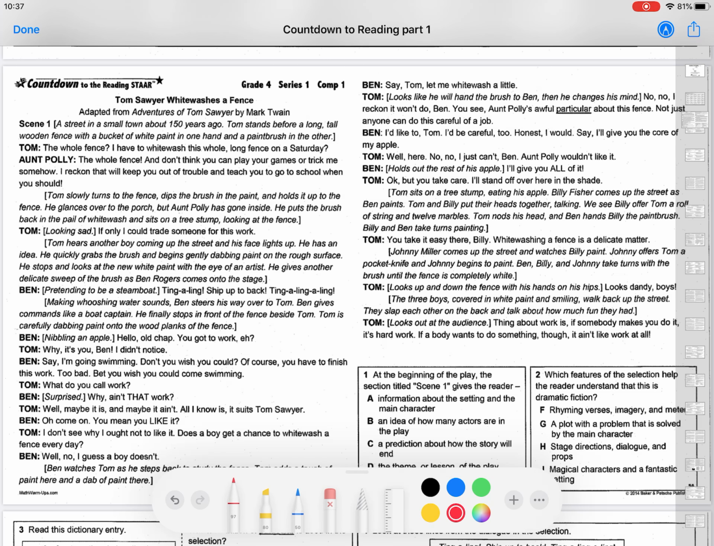Tom Sawyer whitewashes a fence. Remember, as I said, that this is a drama. So up here, I'm going to write genre, drama. Forget my handwriting. It's my first time using this. Tom Sawyer whitewashes a fence. Adapted from Adventures of Tom Sawyer by Mark Twain. Scene one. So this scene part here is going to give us all we need to know about the setting. Scene equals setting.